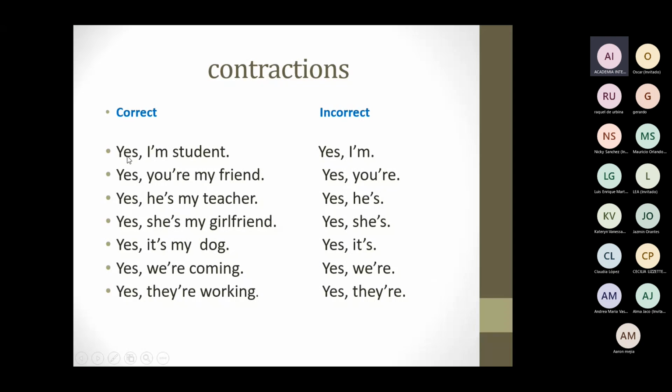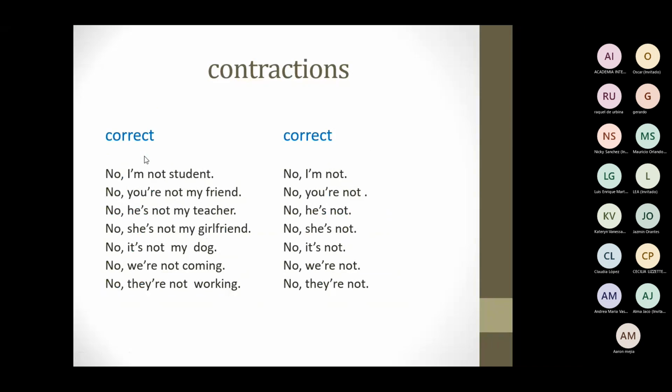Miren, aquí están las formas en las que se puede utilizar. Lo correcto es usarlo de esta manera, en las contracciones. Pero cuando no uso contracciones, aquí sí se puede decir lo normal. Yes, I am. Yes, you are. Yes, he is. Yes, she is. Normal. Pero cuando se van a usar contracciones, esto es incorrecto. Necesitamos añadirle como un complemento para que ya tenga más sentido y sea lo ideal. Okay.